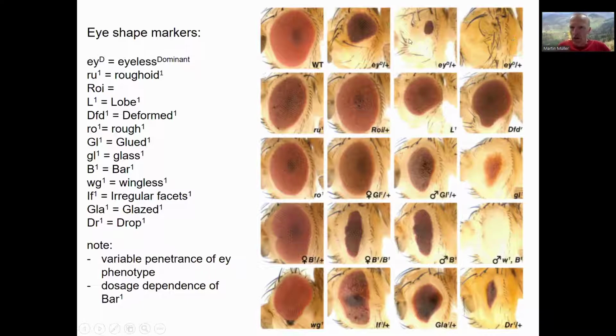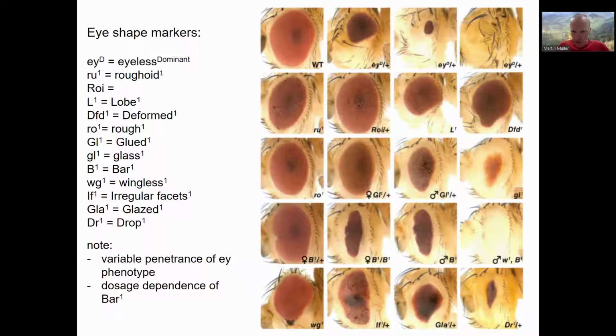you get a range of phenotypes, meaning that even though you have the same mutation, the phenotypic strength, or as the geneticist says, the penetrance of the phenotype, can be variable. So you see in this fly here about 2/3 of the eye are missing. Here, only a few ommatidia are left, and here basically the whole eye is gone. Then you see that there are other eye color mutations.